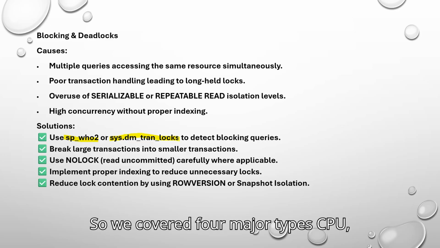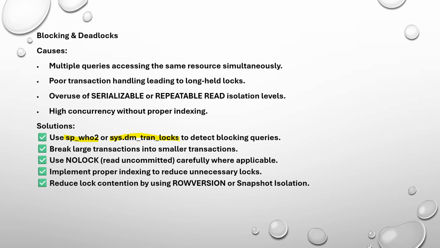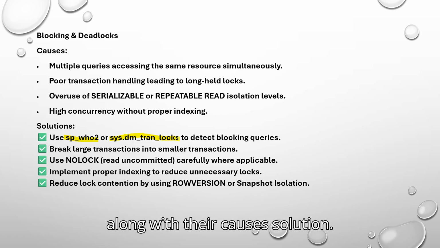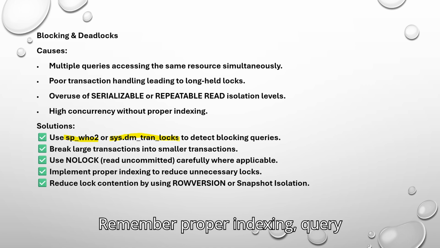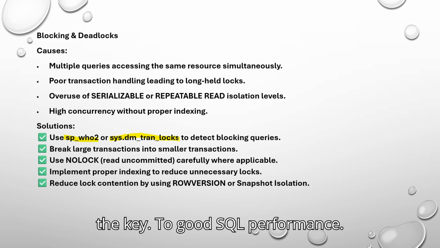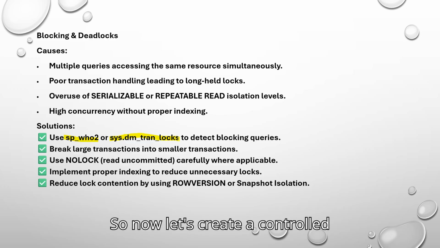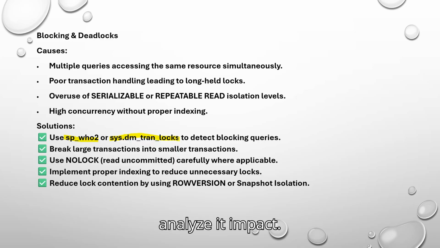So we covered four major types: CPU, memory, IO, and blocking deadlock, along with their causes and solutions. Remember, proper indexing, query optimization, and proactive monitoring are the keys to good SQL performance. So now let's create a controlled performance bottleneck in SQL Server and analyze its impact.